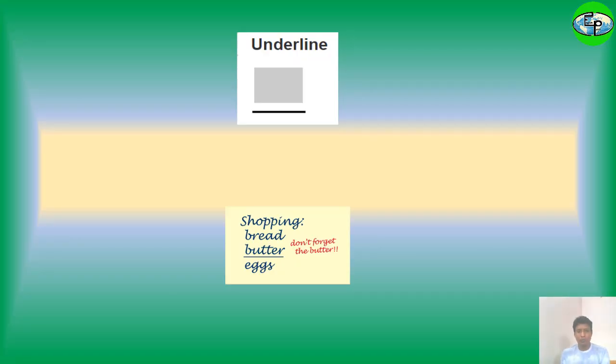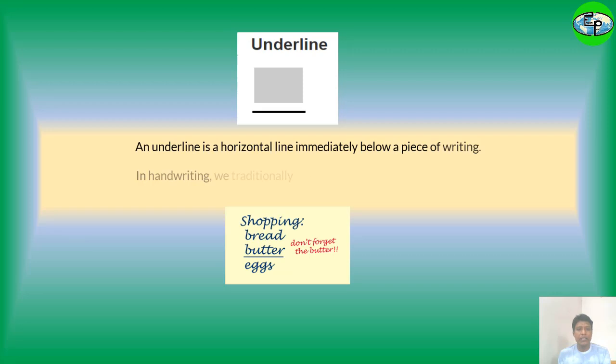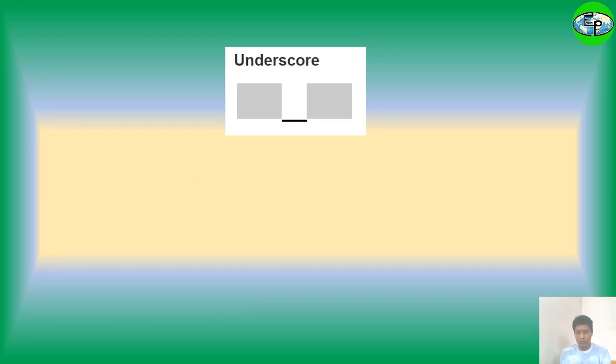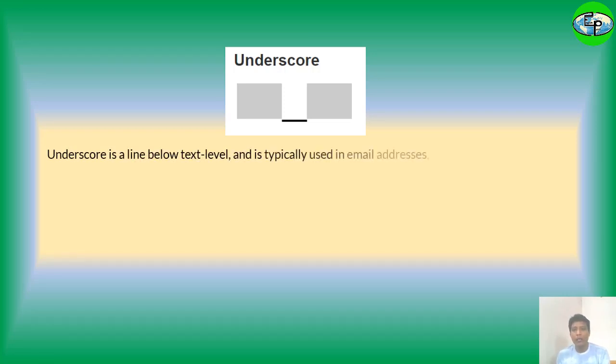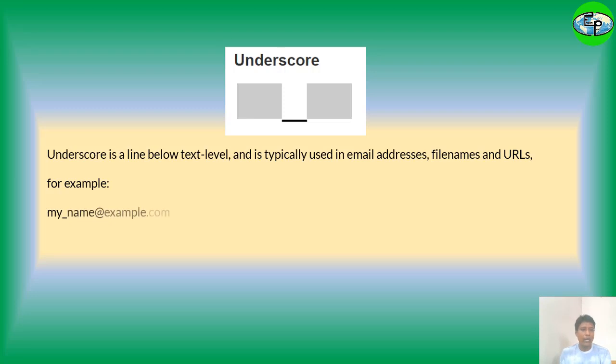Underline. An underline is a horizontal line immediately below a piece of writing. In handwriting, we traditionally use underlining to indicate emphasis. Underscore. An underscore is a line below text level and is typically used in email addresses, file names, and URLs. For example, my_name@example.com, image_tv.jpg.